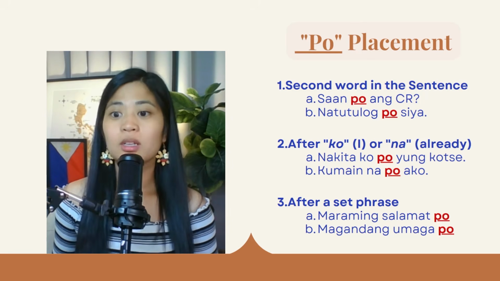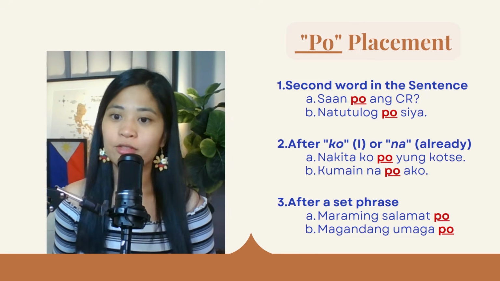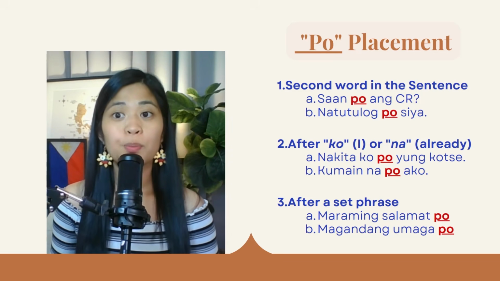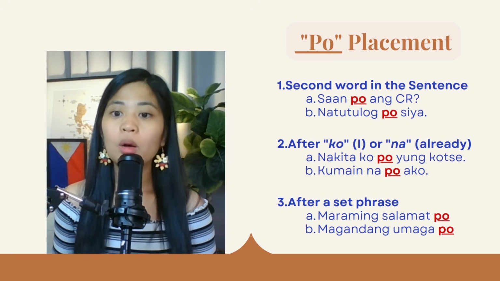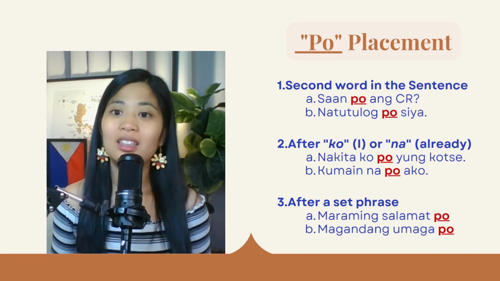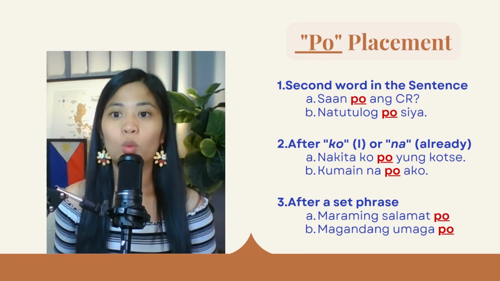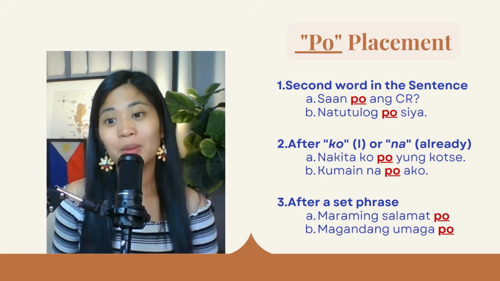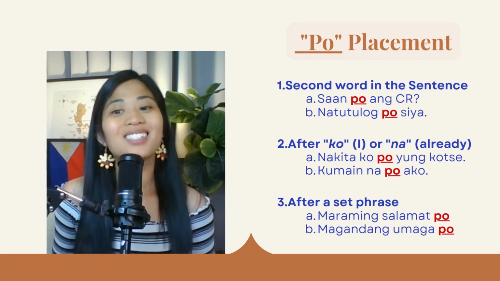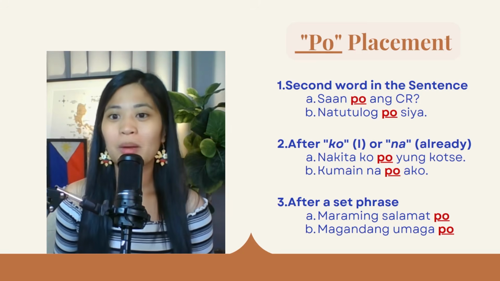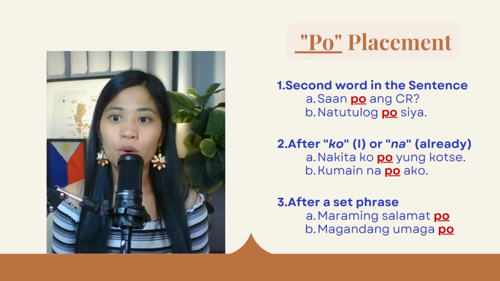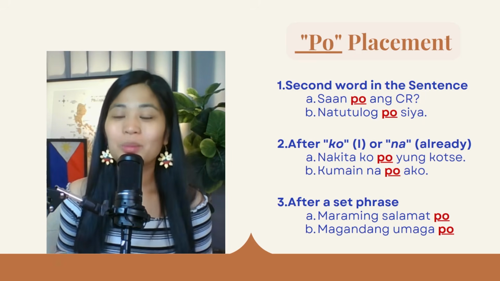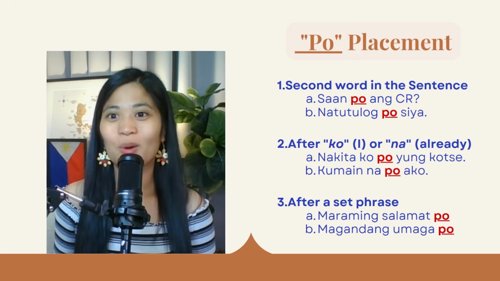So these are just some set phrases and po goes after them. I will note that if you don't remember these po placements, you can always add po at the end of anything you say, and it will always work. It will be respectful. It might not be the most common placement for the word po, but it does the job. So if you don't remember that po goes after the word ko or after the word na, just add it to the end of the phrase and you will be respectful. And that's the ultimate goal.